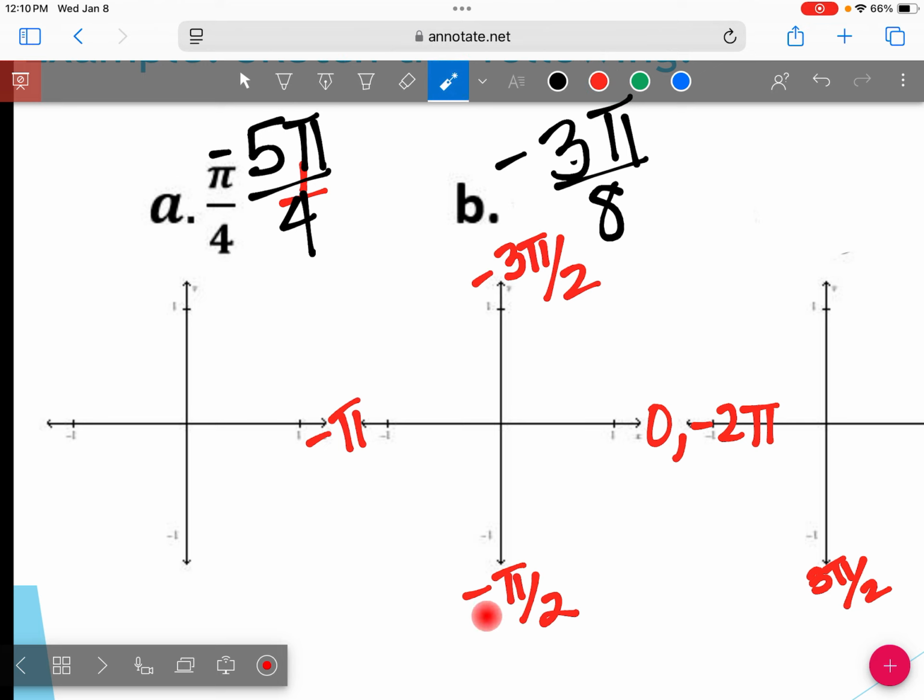1/2 is the same as 4 over 8. But 3 is less than 4. So it's going to start here. It's not going to swing past that pi over 2. So this would be my terminal side. So the terminal side would be somewhere in quadrant 4.